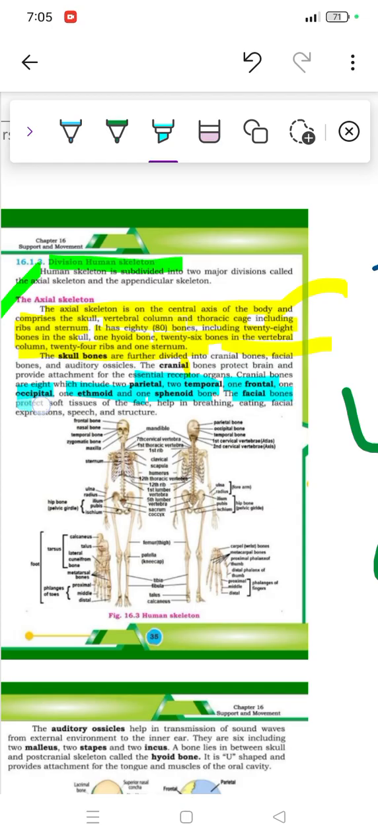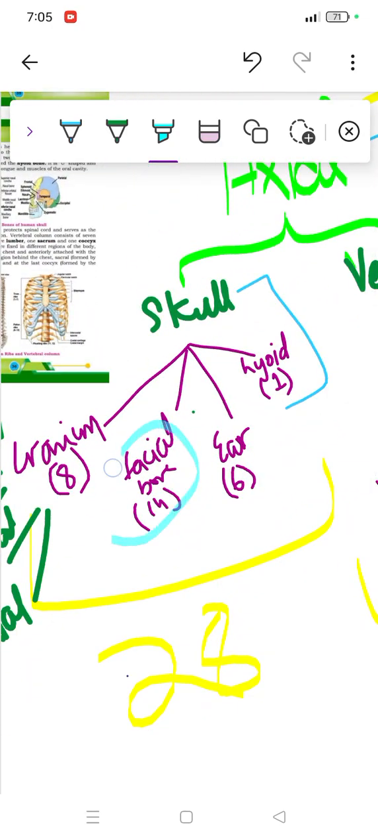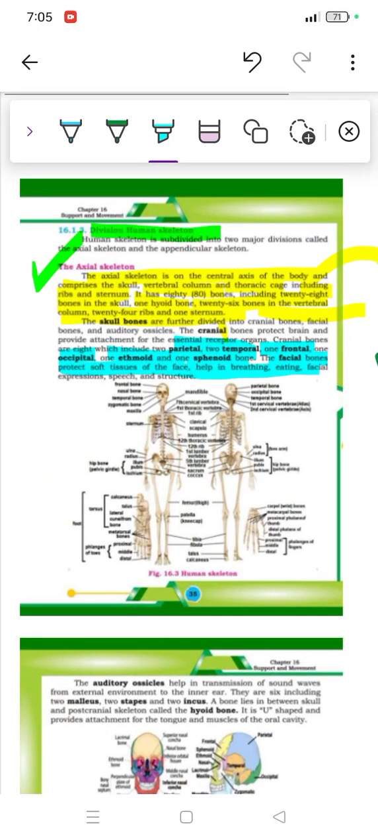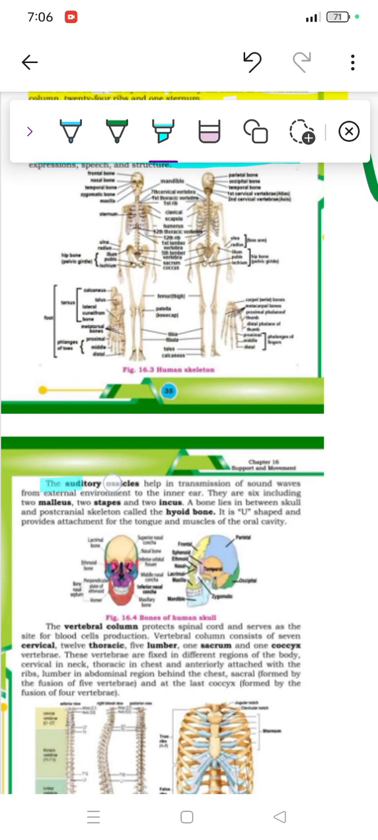Then we have facial bones. Facial bones are the structure of the face which help in breathing, eating, facial expression, speech, all these things. So facial bones are 16. These are quite important because they are present on our face and make our complete face structure. Whether we are giving speech, making expressions, breathing, or eating through our mouth, all these things come through the facial bones.